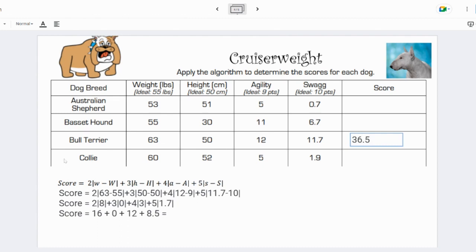All right, last but not least, hopefully you are getting and understanding the process here, how to solve for the absolute value, and you are going to determine the worldwide winner of this competition. So we'll go ahead and do the last dog, the collie.